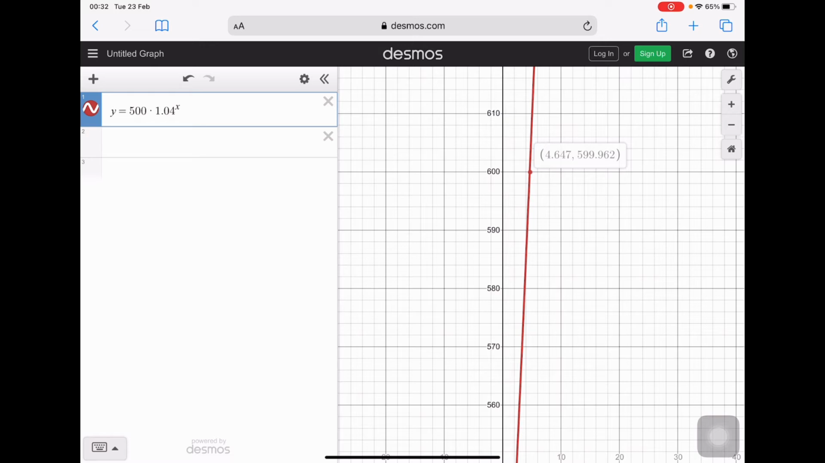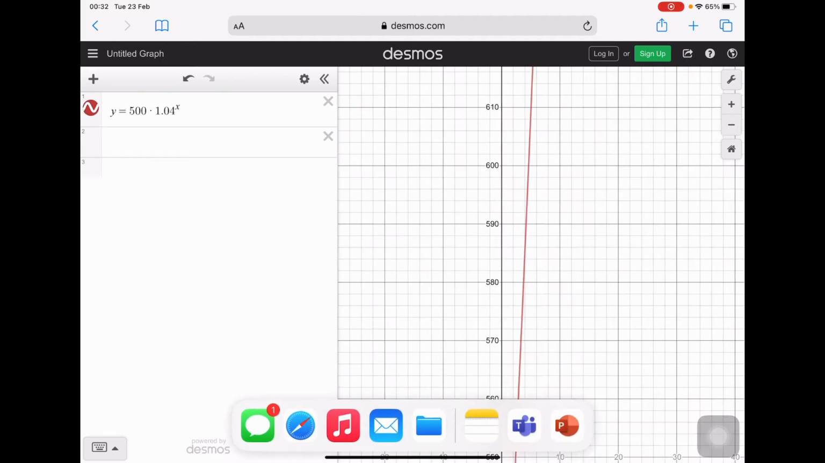With our graphing calculator, we just have to keep doing trial and error, subbing in different t-values to see when it would exceed 600. But as we can see here, okay, 4.6. So after 4.6 years, it's safe to say after four full years, so at the start of the 5th year, we'll have more than £600 in our bank account.